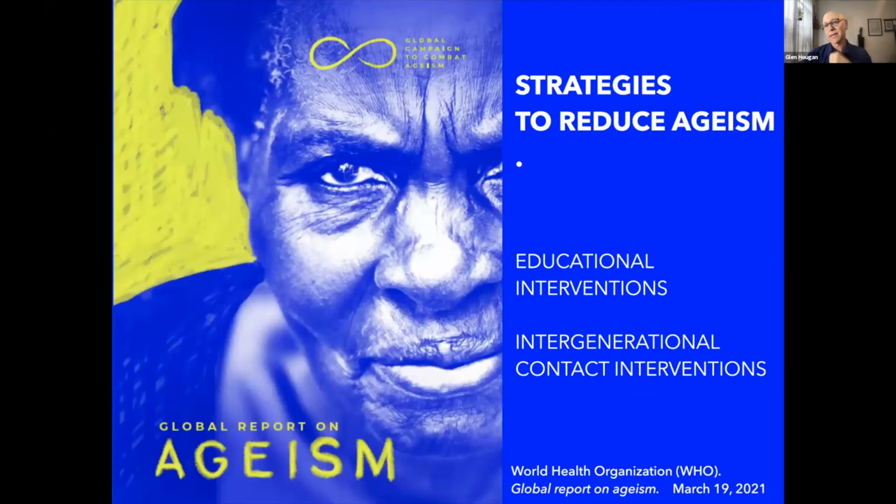To end off, there is the global report on ageism that just went out, and they do have some interesting strategies. I've talked about other strategies, but in this report, educational interventions. I think we've talked a lot about that. When you were going through your education, or even when you've designed in your design firm, have you talked about ageism, or any of the isms if you want to talk about it? But how have you talked about it?